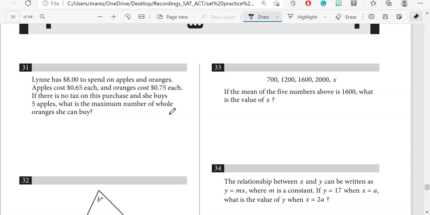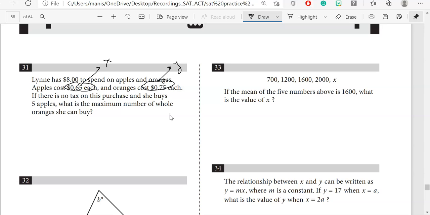Question number 31 says Lynn has $8 to spend on apples and oranges. Apple costs 65 cents each and orange costs 75 cents each. If there is no tax on this purchase and she buys 5 apples, what is the maximum number of whole oranges she can buy? First of all, let's assume that x represents apples and y represents oranges. And it says the total is $8.